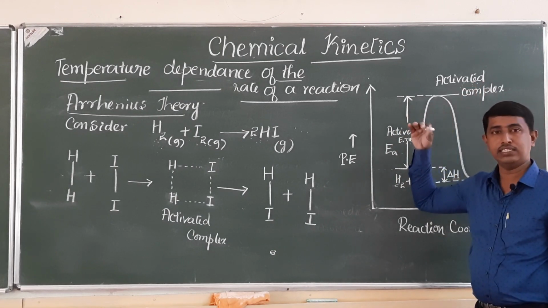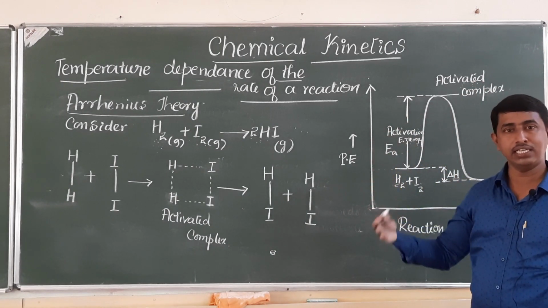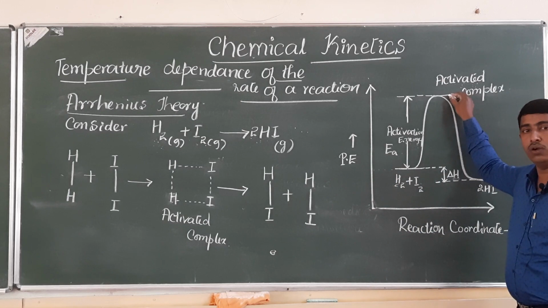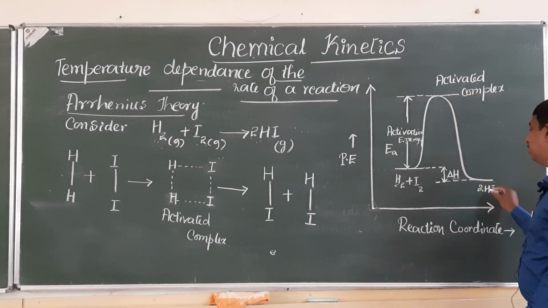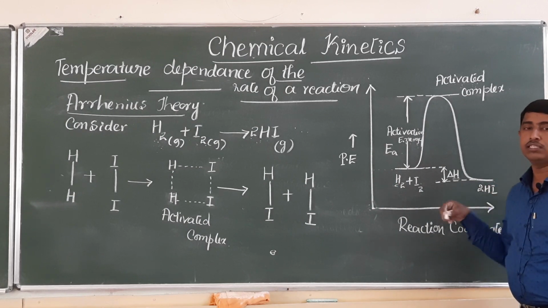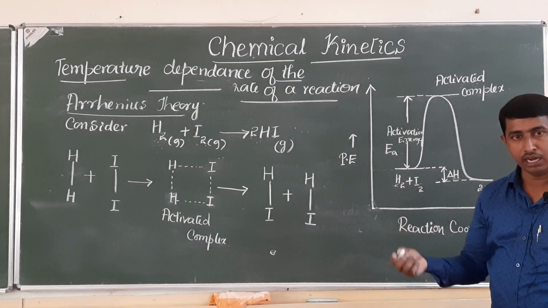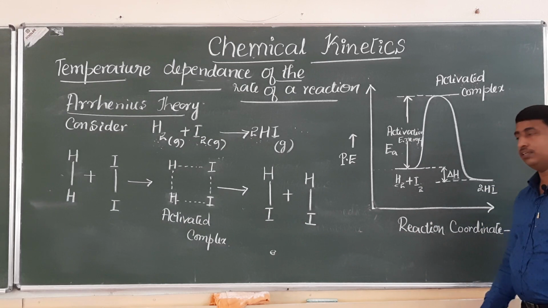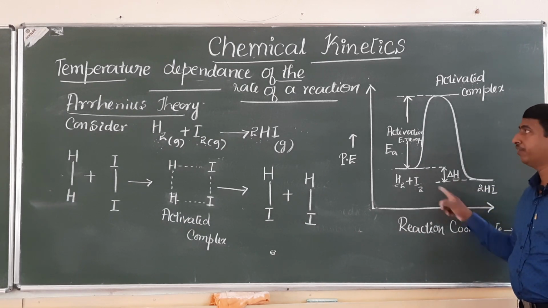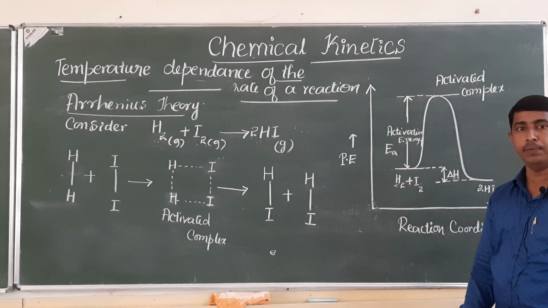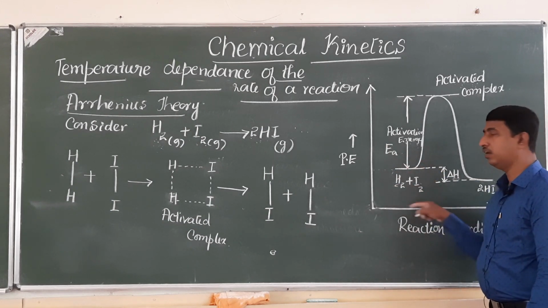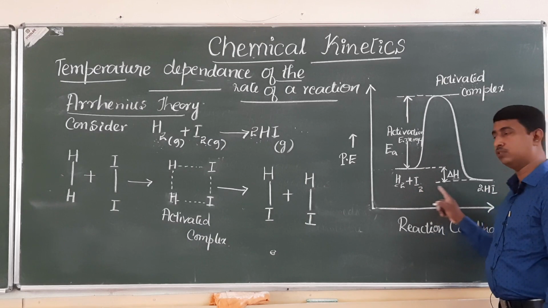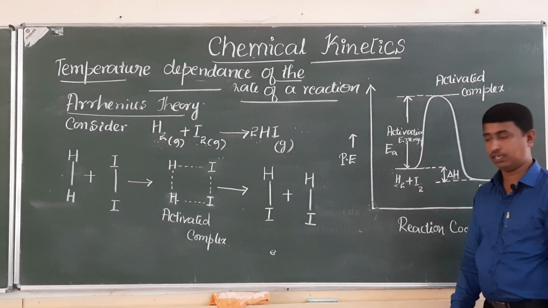The activated complex is in a higher energy state, it is unstable, and readily undergoes decomposition in order to give the products. During the decomposition, some amount of energy will be released. So, delta H value for the formation of HI depends upon the nature of the reactants, that is hydrogen and iodine, as well as the product, that is HI.